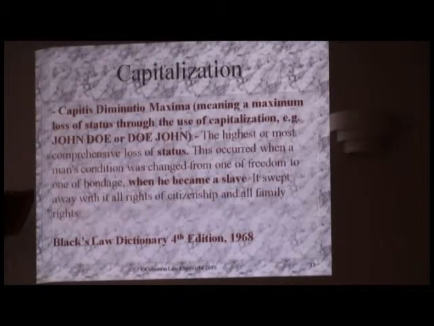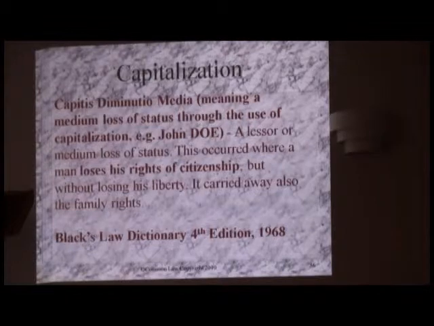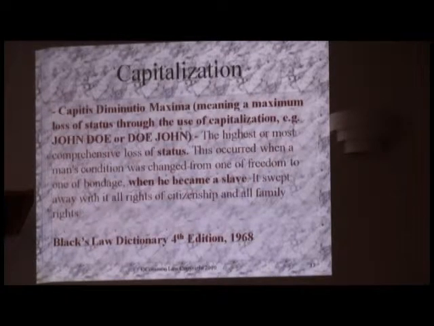This occurred when a man's condition was changed from one of freedom to one of bondage, when he became a slave. You don't think they're making you a slave, or trying to? It swept away all the rights of citizenship and all family rights. It's interesting to note the license is the capitis diminutio media, but the court docket is the maximum. When you go to the court, it's all capital letters, the whole name. Right.